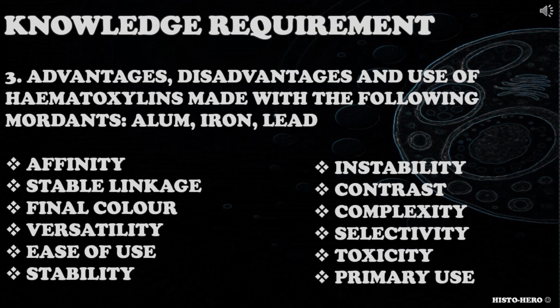The third knowledge requirement is advantages, disadvantages, and use of haematoxylins made with the following mordants: alum, iron, lead. Candidate needs to have the knowledge and understanding about the advantages and disadvantages of various haematoxylins. You could ask the candidate to explain, what is mordant and how it works, name mordants that can be used in association with haematoxylin, to explain how different mordants influence staining characteristics of haematoxylin, to list advantages and disadvantages of each mordant.